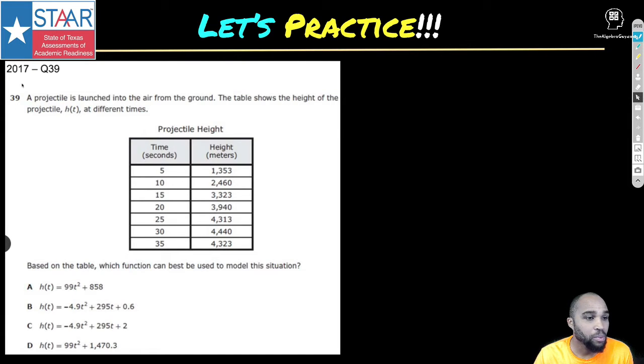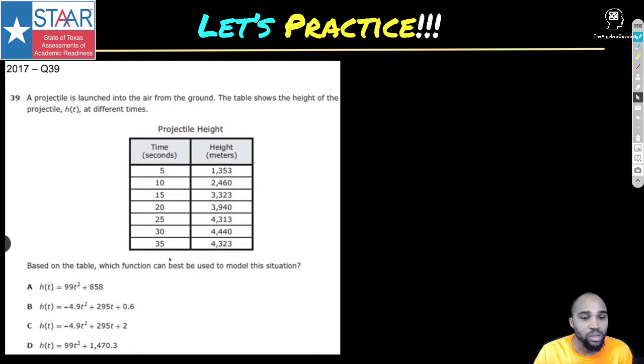A projectile is launched into the air from the ground. The table shows the height of the projectile. Based on the table, which function can best be used to model this situation? So they were taking kind of a picture every 5 seconds about where the height was, and this is what we got.